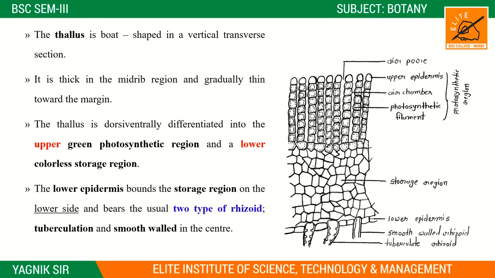Okay, so the lower epidermis bounds the storage region on the lower side, and it usually bears two types of rhizoids. We have already discussed these rhizoids. Actually there are two types of rhizoids, right? Tuberculate and smooth-walled. Sometimes both types of rhizoids are present in the plant, right?